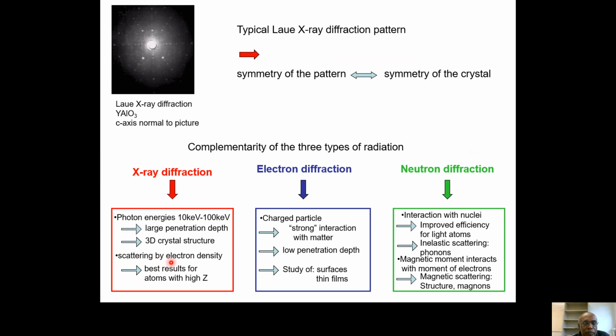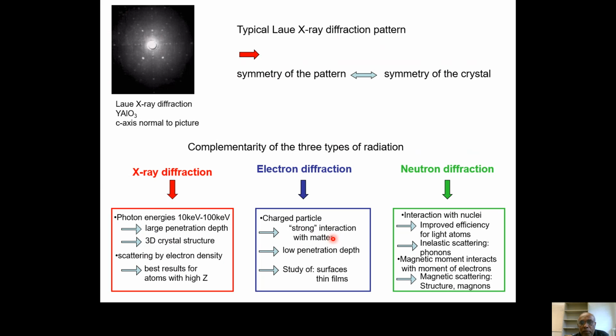So this diffraction pattern mostly results from the scattering of these X-ray waves from the electrons. If you have more electrons, meaning something with a high atomic number, you will get better results because you get more scattering. Now if you look at diffraction from electrons, electrons are charged particles, right? That means they have strong interaction with matter, because charged particles always interact with charged particles, right?